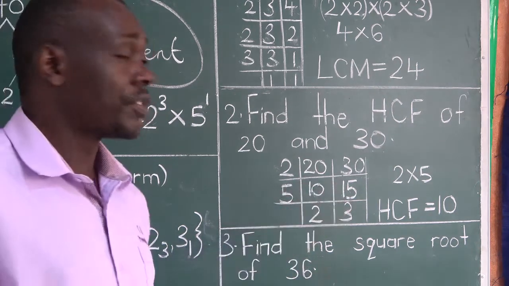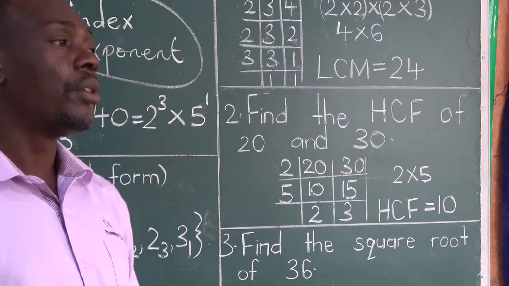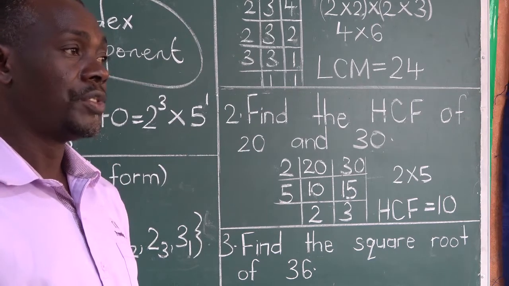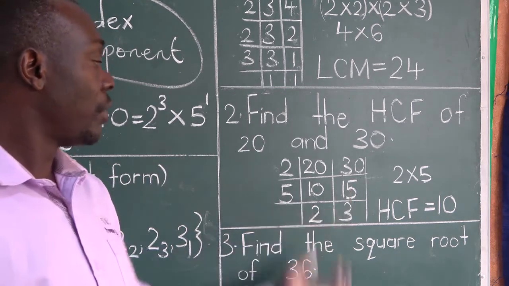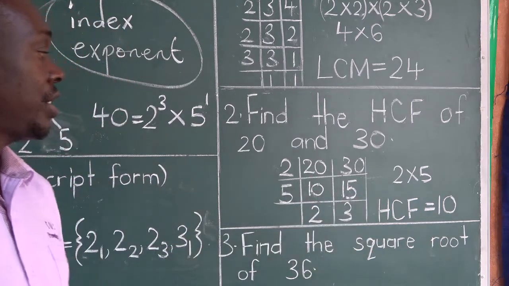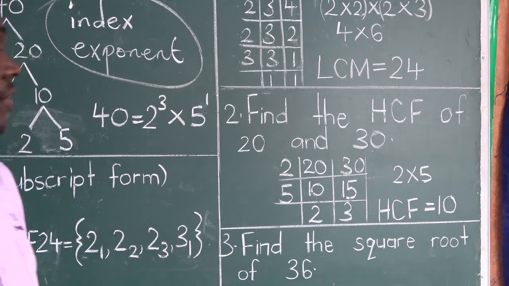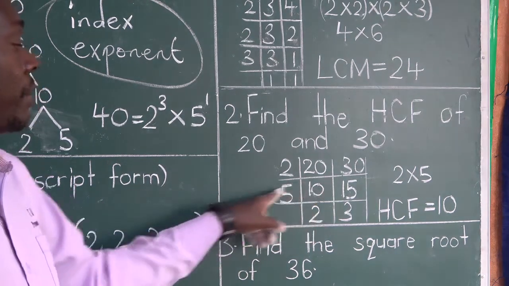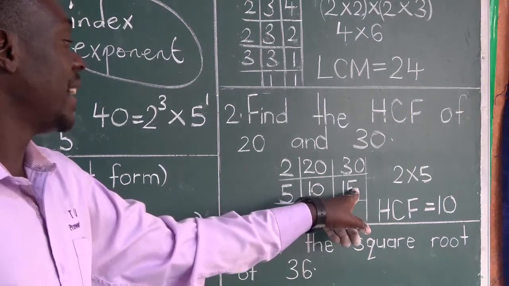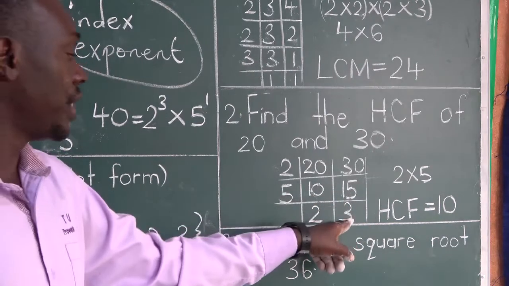Now 10 and 15, are they both divisible by 5? Good, they are now divisible by 5. So these have agreed to be divisible by 5. That's why I wrote 5 here. 10 divided by 5 is 2, and 15 divided by 5 is 3.